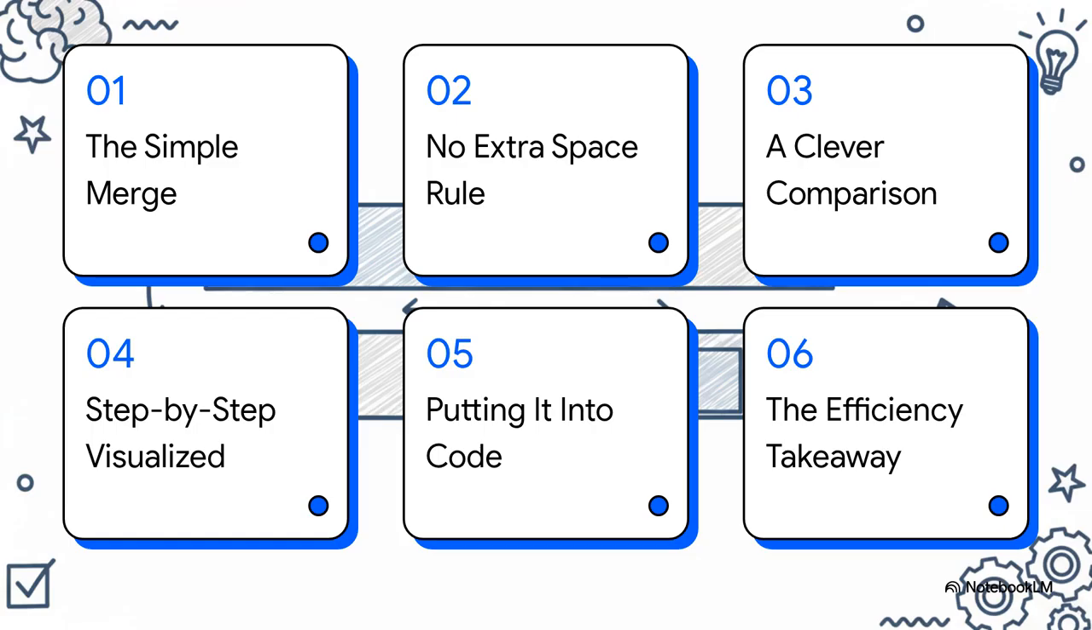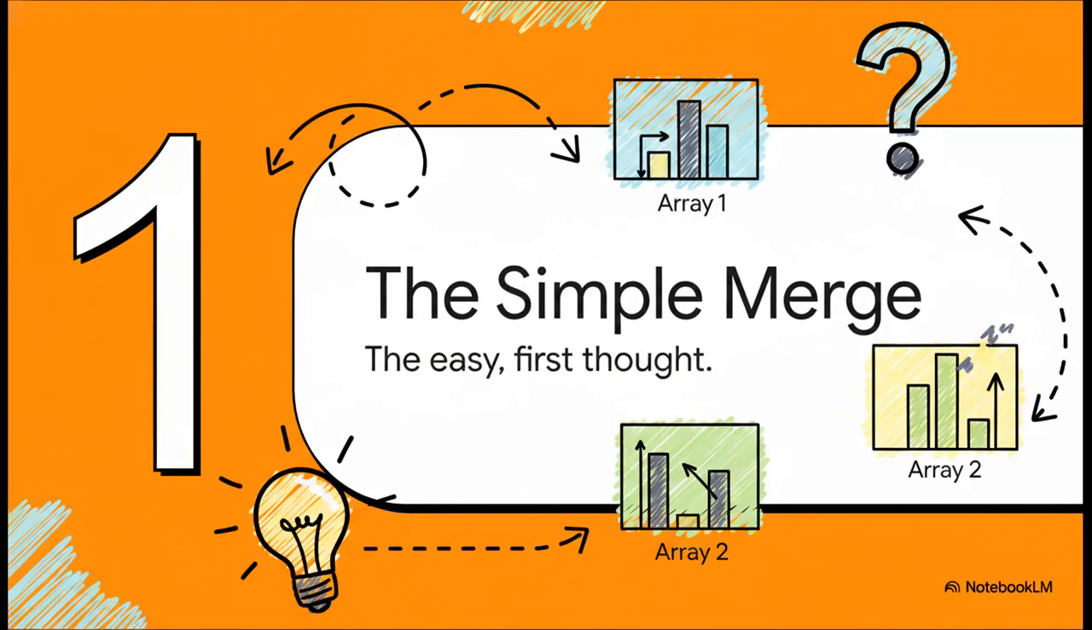So here's our game plan. We'll start with the easy way. Then we'll introduce that tricky no extra space rule. After that, we'll break down the clever solution, actually visualize it happening, see what it looks like in code, and finally, talk about why this whole thing even matters. Okay, let's dive right in.